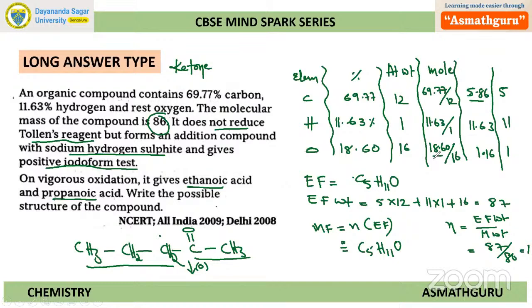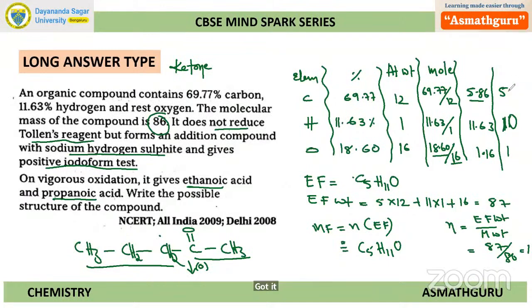Let's check it out. 18.60 by 1.16. 16 ones are 16, no. Yes, sir, correct. 1.16. Then when you divide all these things, this becomes not 11, this becomes 10. We have to divide everything by the lowest number. Got it?